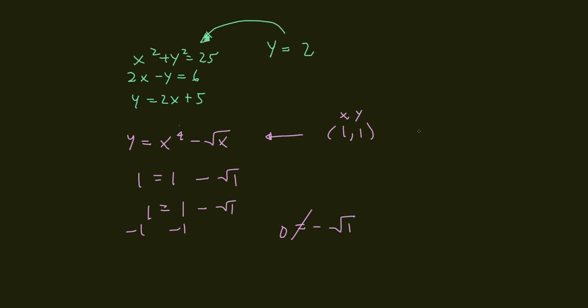Let's try another one. Let's do 0 and 0. So we'll do it here. 0 equals 0 minus square root of 0. What is this? It's just 0. So ding, we got a point.